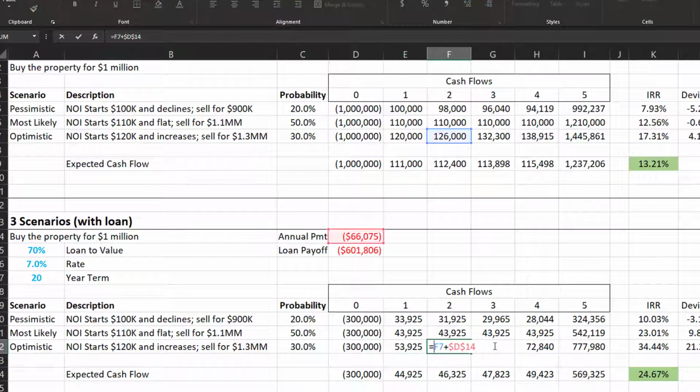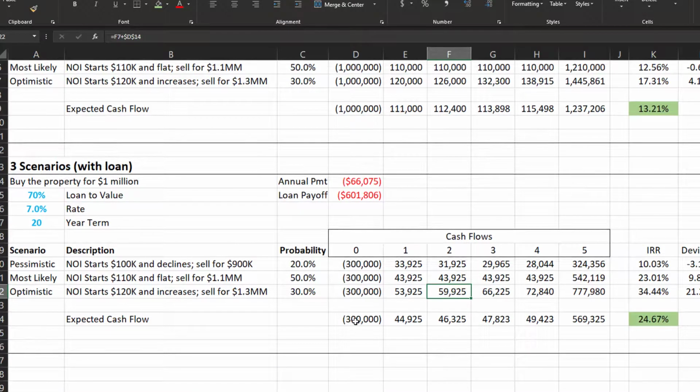If we just pick a year here, you can see what's happening. We're looking at year 3's optimistic cash flow up above, $126,000. We net out the annual debt service payment of $66,000, and so we walk away with $59,925 in year 2. Did I say year 3 or year 2? I'm not sure. Anyway, year 2, that's the cash flow that we would have after leverage is included.